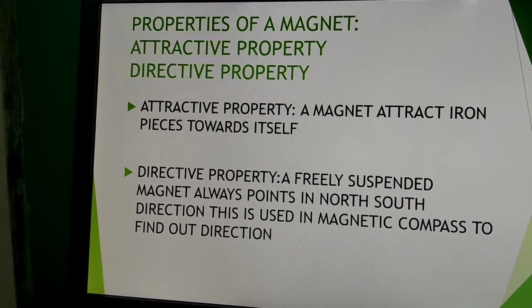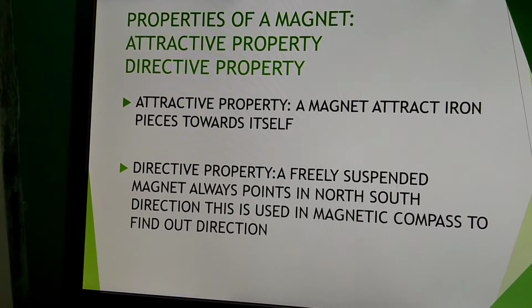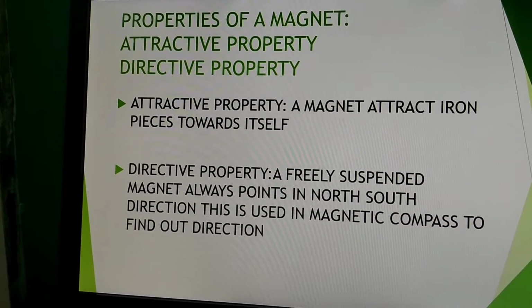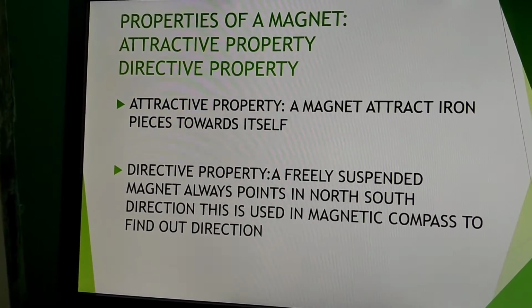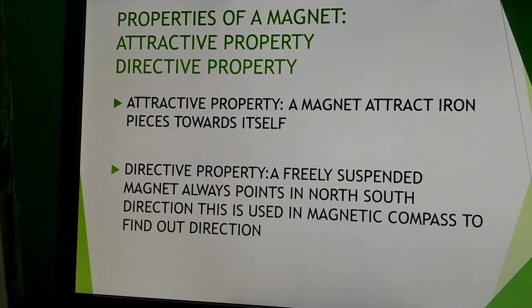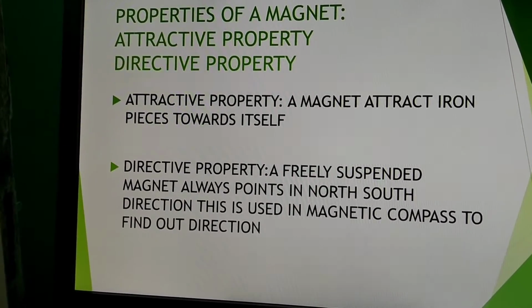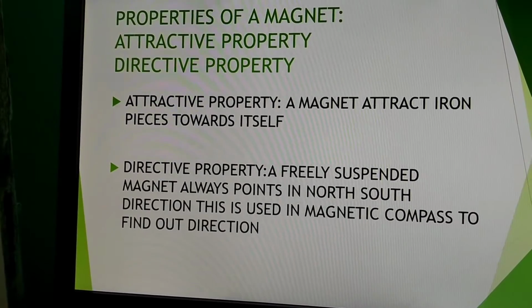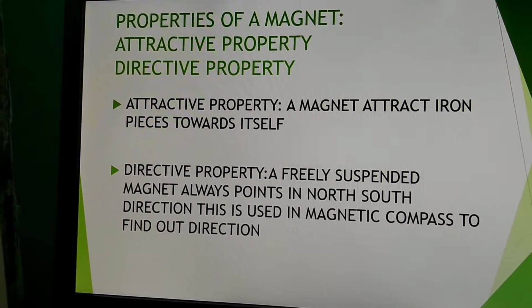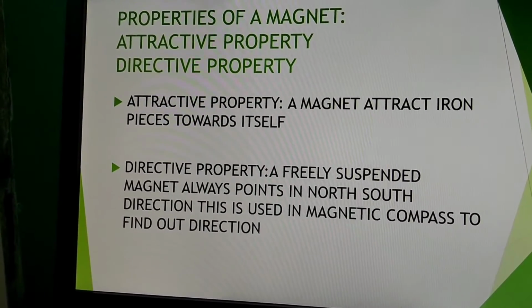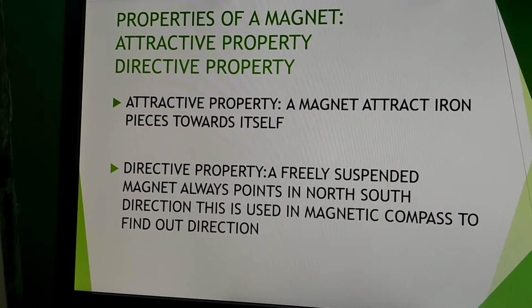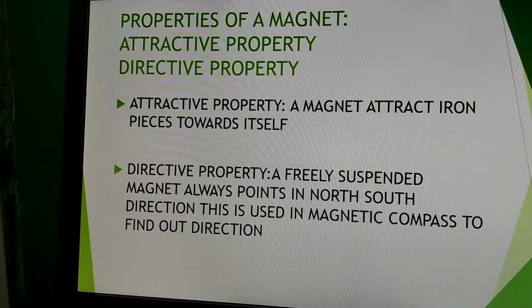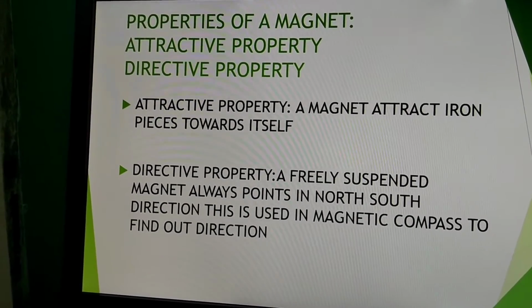So again, what is attractive property? A magnet attracts iron pieces towards itself. This property is called attractive property. Then there is a directive property. A freely suspended magnet always points in north-south direction. This property is used in making a magnetic compass, which is used to find out direction.